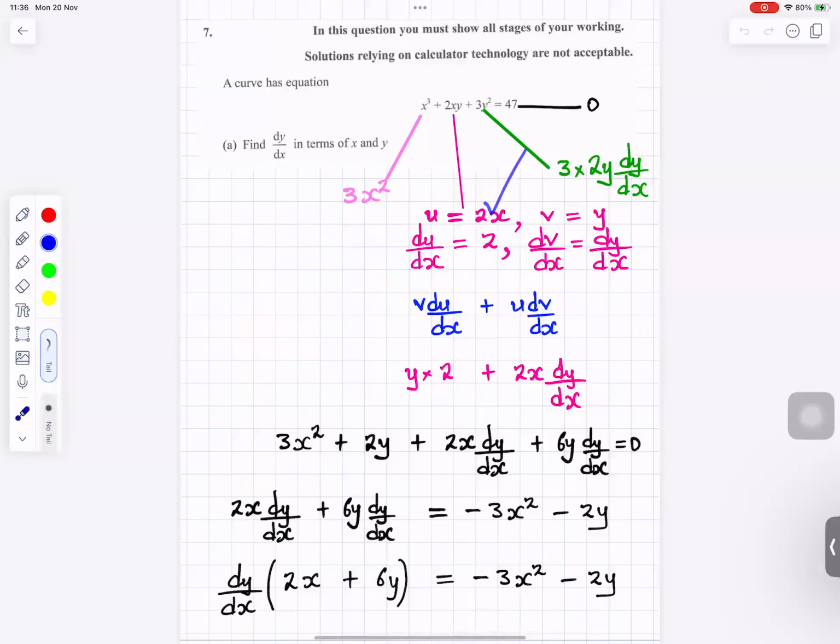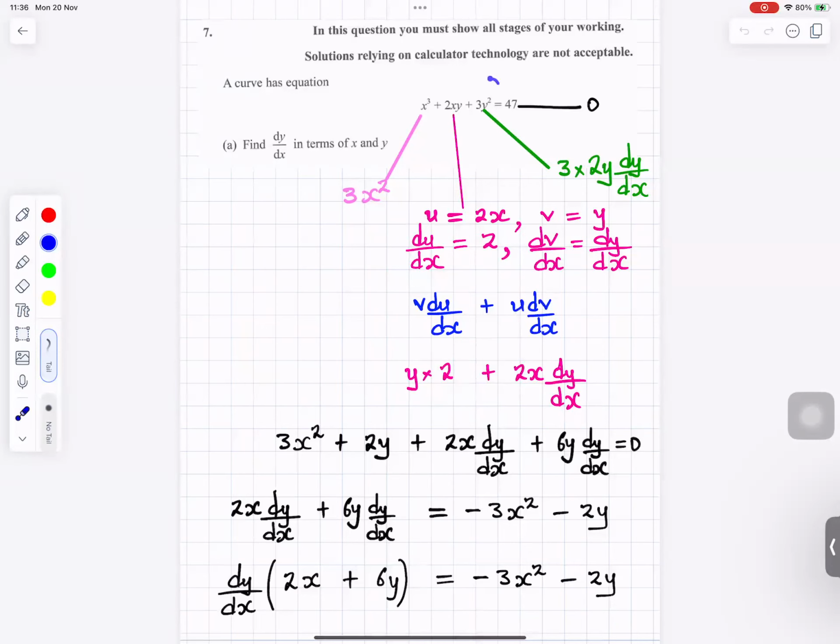So if u is 2x, du over dx is 2. If v is y, dv over dx is dy over dx. When you differentiate y, you get dy over dx. And then you put them together in the product rule. That's the formula there for product rule. So v is y, du over dx is 2. The plus goes there. U is 2x, dv over dx is dy over dx.